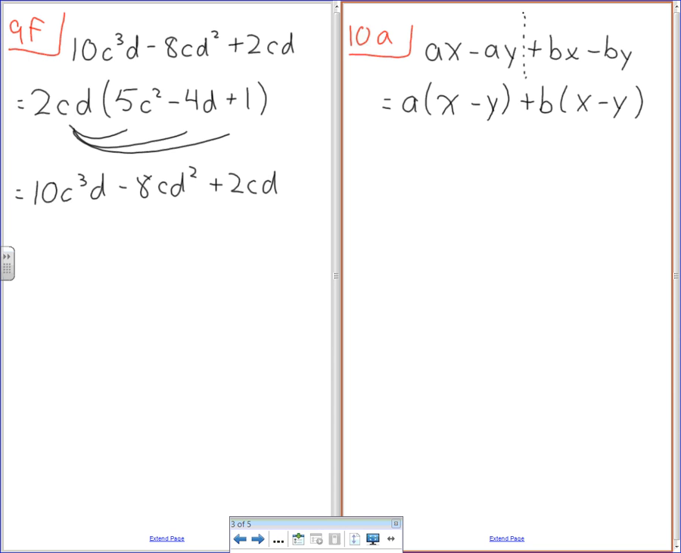The way the factoring by grouping goes is, you're going to take the x minus y out. What's left in the other bracket then? Natalie, go ahead. Okay, a plus b.